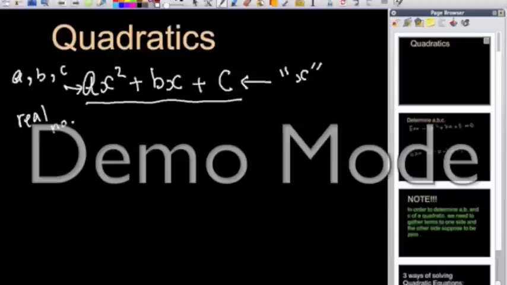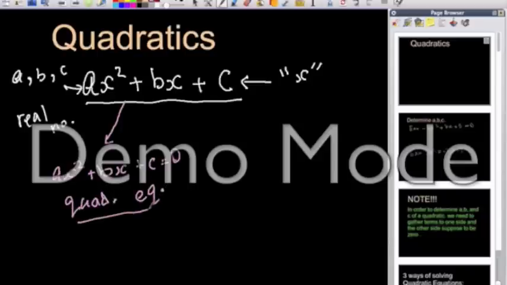The first one is ax squared plus bx plus c equals 0, which is the quadratic equation. In this case, we might have roots. Roots means answers.